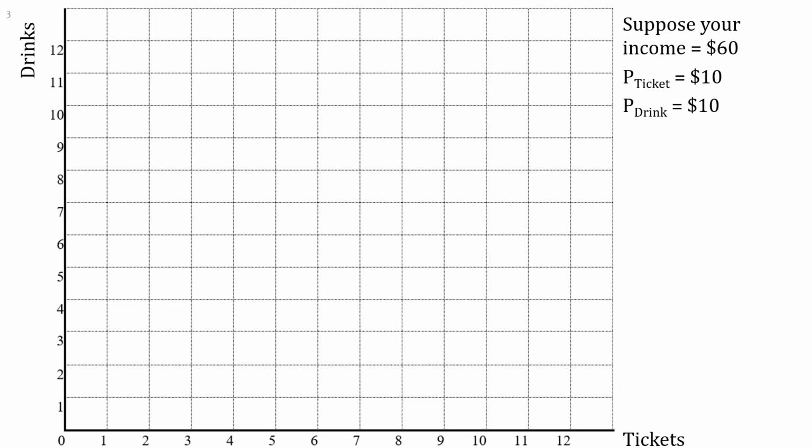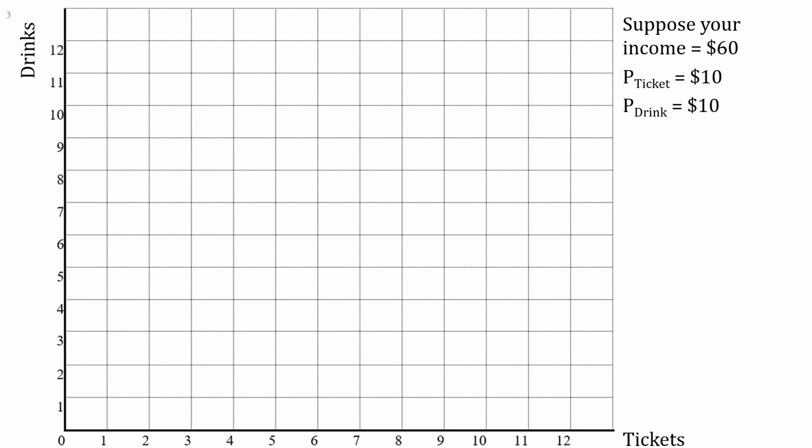All right, so we're gonna have a graph here, and we're gonna suppose that the two products that we have are movie tickets and drinks. Okay, so a lot of times, we tend to use them together. And let's say your income is $60. You have $60 allocated for movies and drinks. All right, and the price of tickets and the price of drinks is the same at $10. Okay, so we're making the numbers simple.